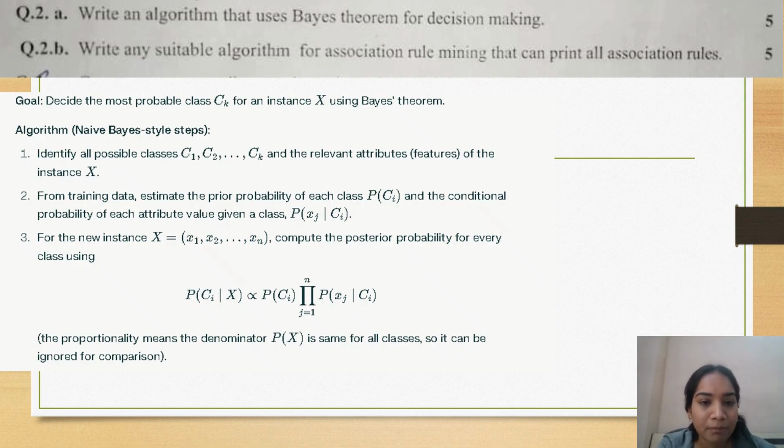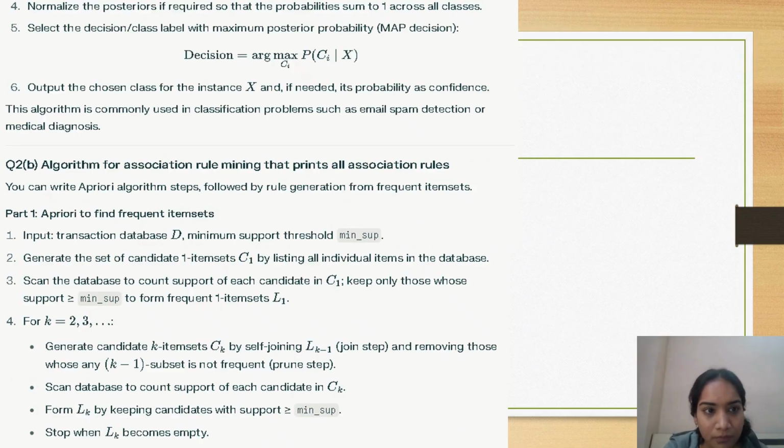Step 5 is compute the posterior probability for each class, and step 6 is choose the class with the highest posterior probability, which becomes our final decision. The 7th is output the decision. So in short, the Bayes algorithm updates old knowledge with new evidence to make smarter decisions.